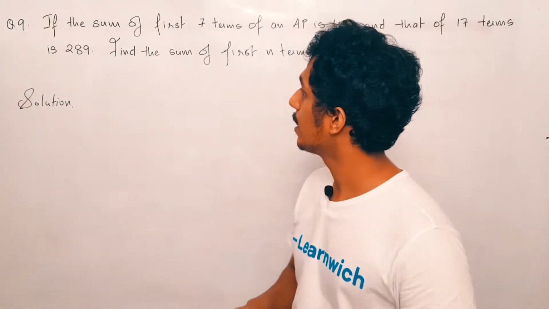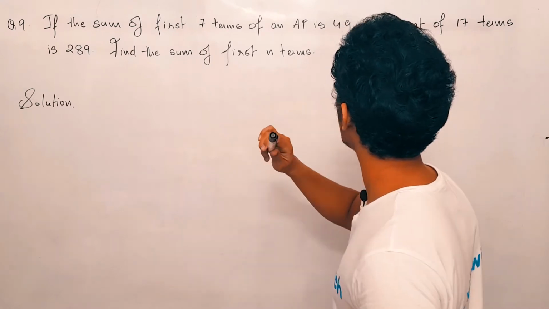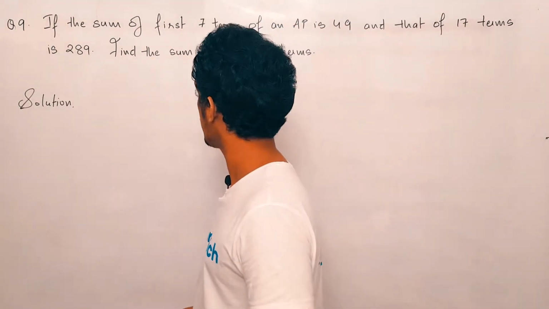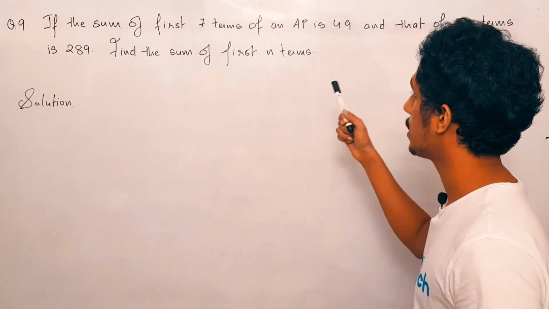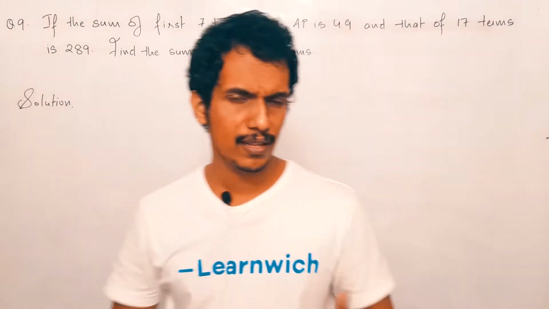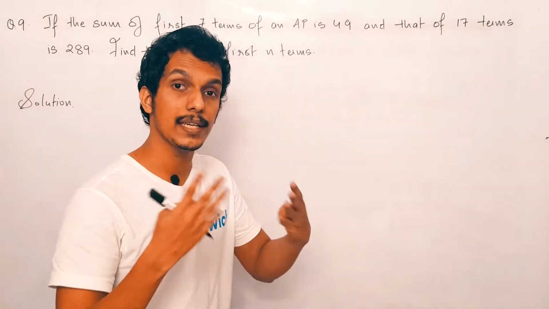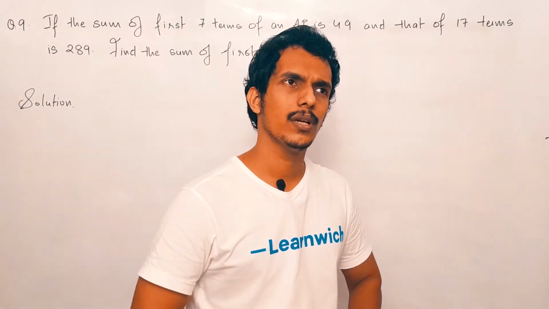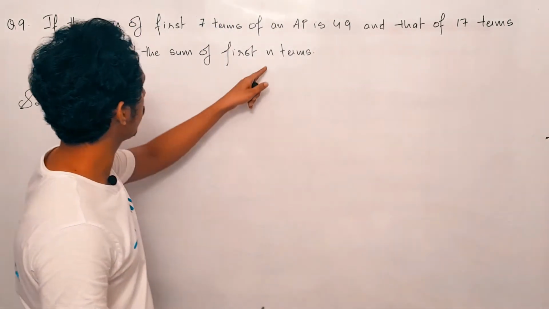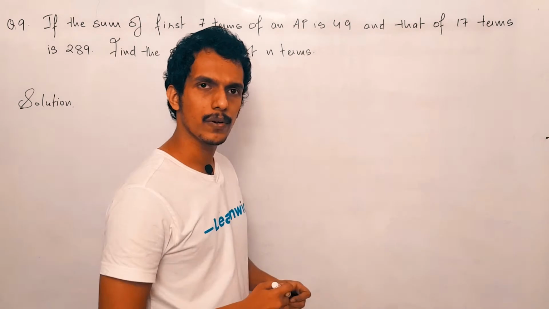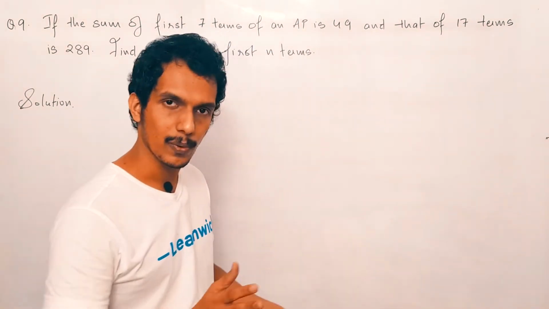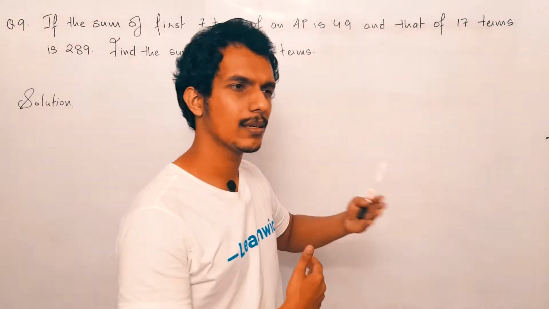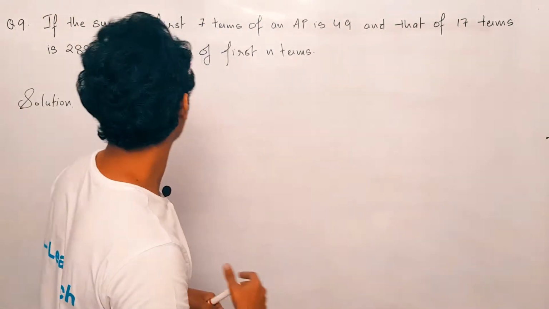Okay, so the next question is, if the sum of first 7 terms of an AP is 49 and that of 17 terms is 289, then find the sum of first n terms. Okay, so here they are asking to find the sum of first n terms. You'll probably be wondering, sir, what kind of a question is this? They're asking only first n terms because n is not even defined. You don't have a value for n, but still they're asking for n terms. Don't worry, we'll proceed with the question and you will understand the answer will also be in terms of n or some other variable. Let's find out how it is.